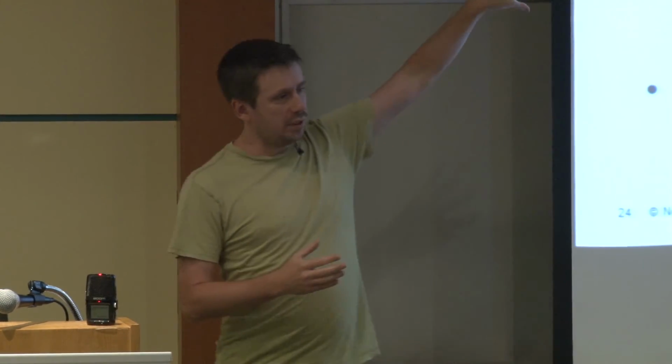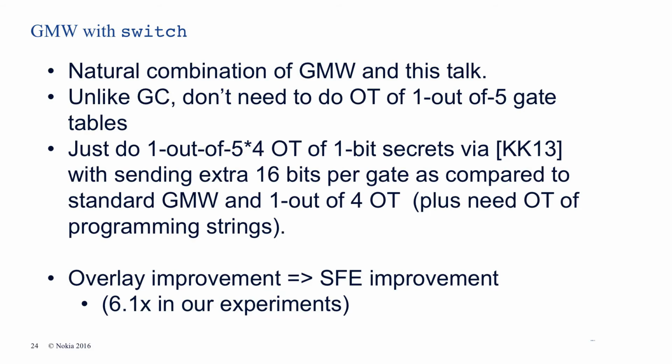This is the last slide. When we use GMW to do this, the thing I was talking about for garbled circuit, where you have to do 1 out of 5 gate table OT, corresponds to multi-input GMW gates, and they can be done pretty much with no overhead, or a couple of bits per gate overhead that we can ignore.